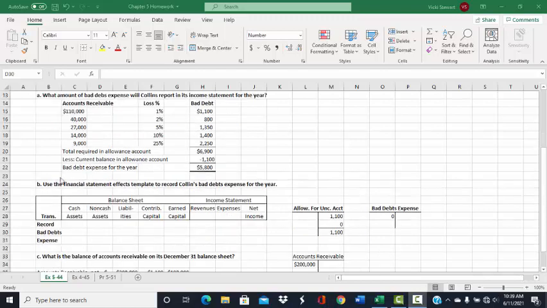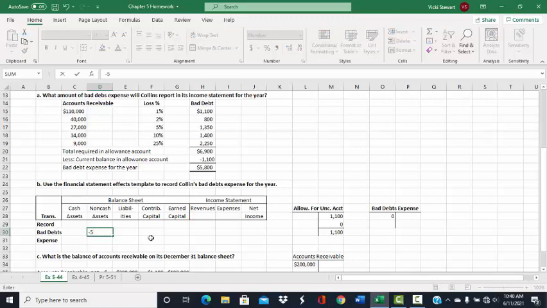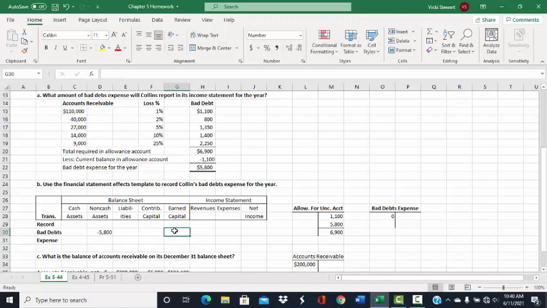Now, the B portion states to use the financial statement effects template to record Collins' bad debt expense for the year. So we know that the allowance for uncollectible accounts has a normal credit balance. It's a contra account to accounts receivable.